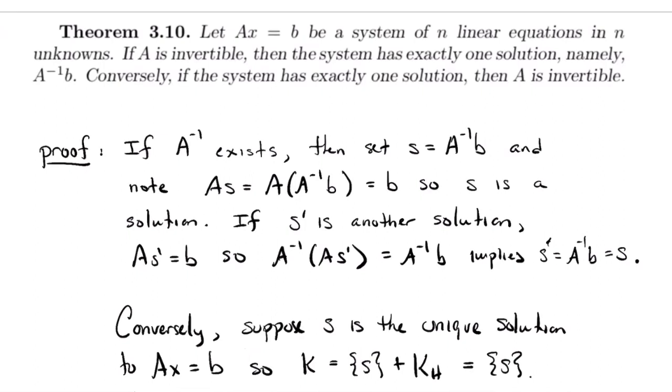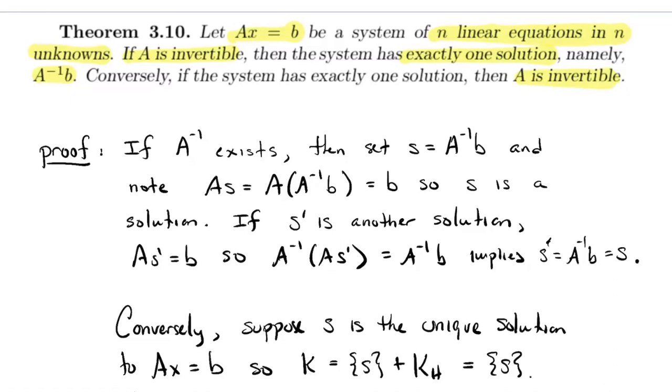The next one is about a square system. If you have n linear equations and n unknowns, so it's a square system, AX equals B, the theorem says that if A is an invertible matrix, then the system has exactly one solution, namely A inverse B. Conversely, if that system has exactly one solution, then A is invertible. In a single sentence: for a square matrix A, the linear system AX equals B has exactly one solution if and only if A is invertible.